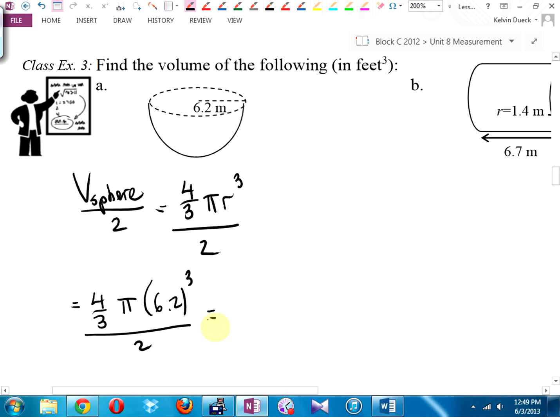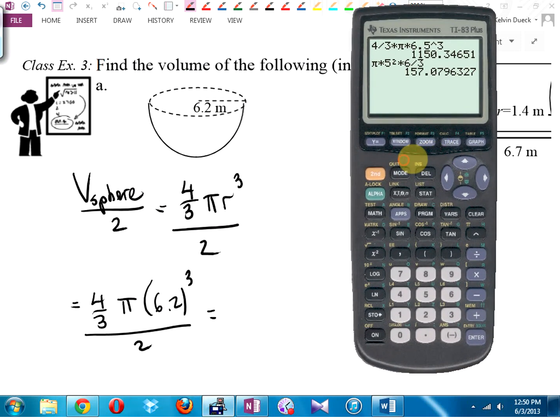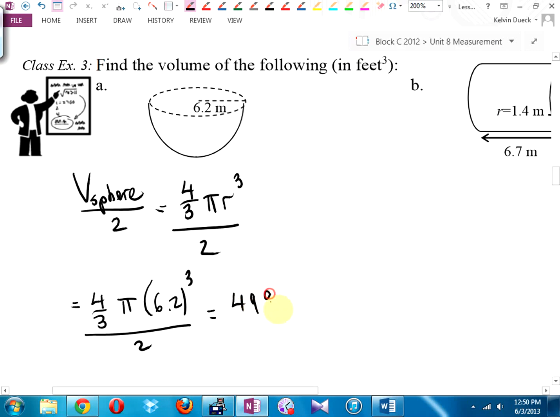This would be if you're designing a bowl-shaped swimming pool. How much water can it hold? Granted, you don't often build swimming pools quite like that, but similar principle. So I'm going to treat it like a sphere and then divide my answer. 4/3 times pi times 6.2 cubed, divided by 2. And I get almost exactly 500. 499.1 or 0.2? 0.2, round off properly. 499.2.